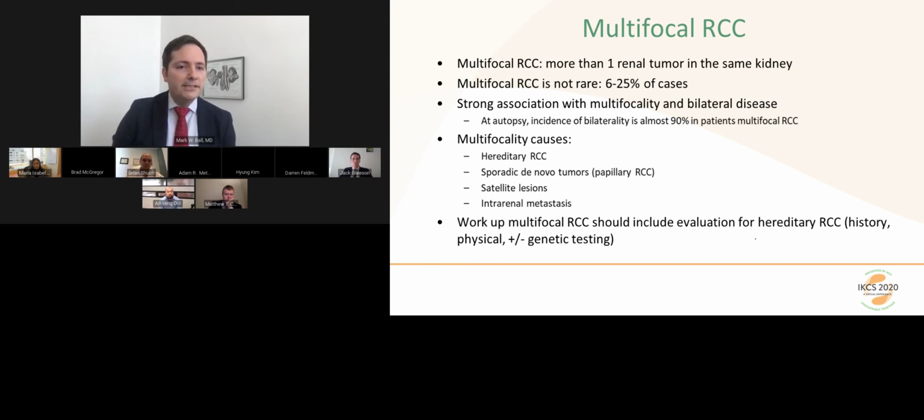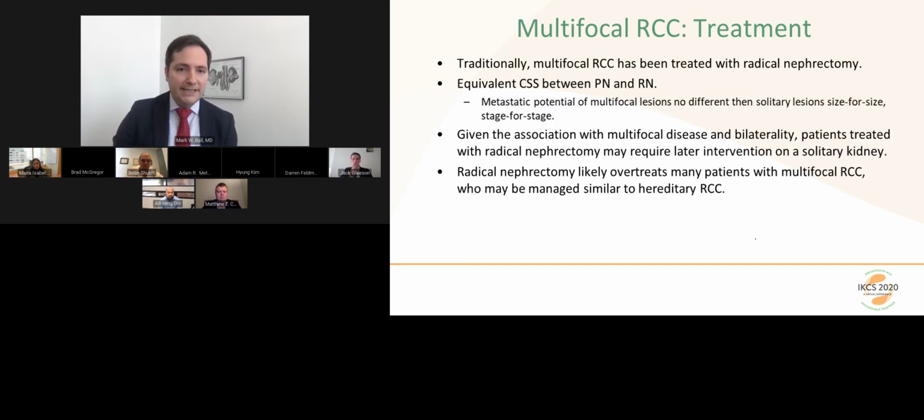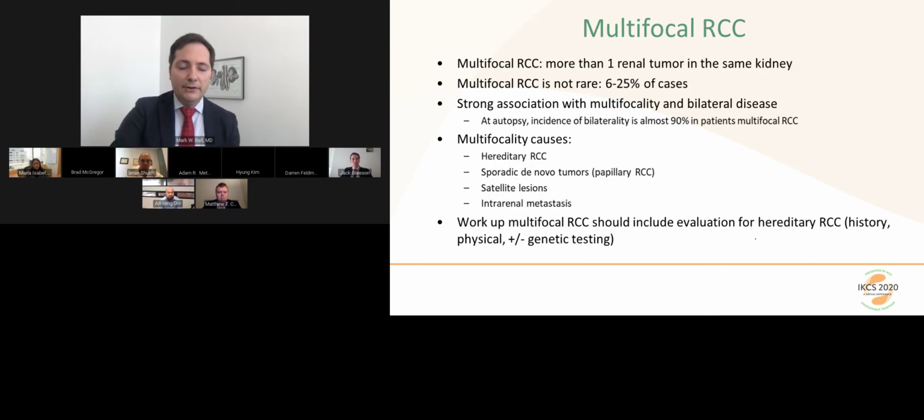Multifocality can be caused by several mechanisms. We all know about hereditary kidney cancer, but also sporadic de novo tumors seen very commonly in papillary type 1 RCC, satellite lesions from big tumors, and intrarenal metastasis. And as mentioned in the last session, the workup for multifocal RCC should at least include an evaluation for hereditary kidney cancer with history and physical and discussion of germline genetic testing.